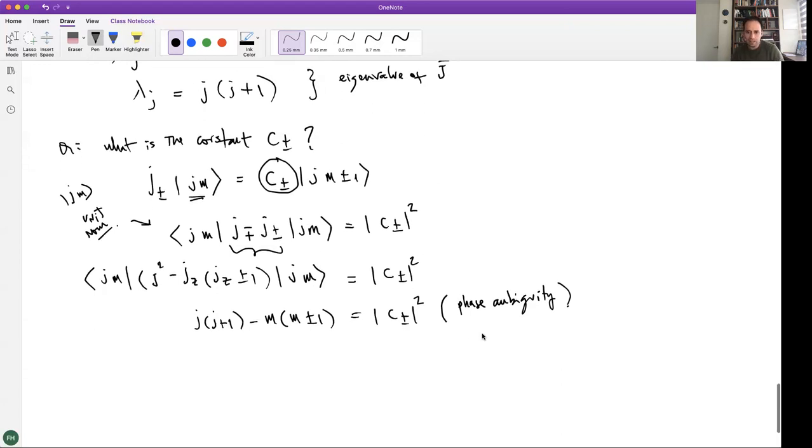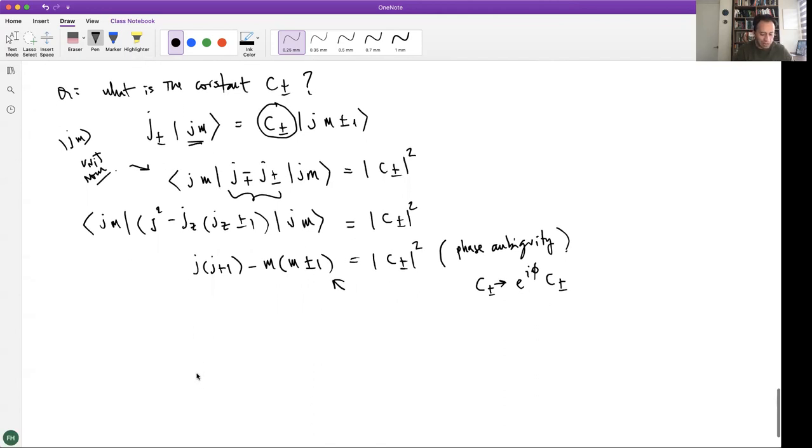I can basically write down c plus minus, transform it to any complex phase times c plus minus, and I'll get the same result. Okay, I get the same result here. So how do we choose the phase?